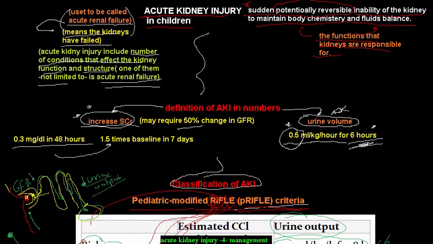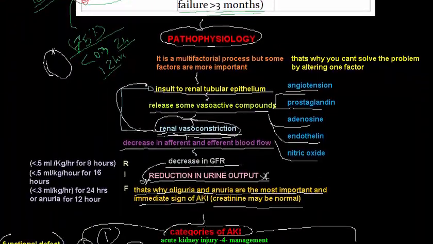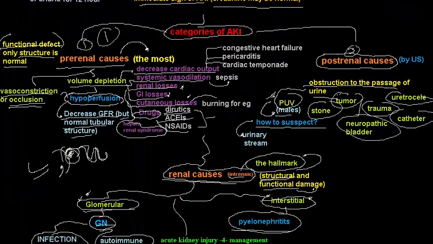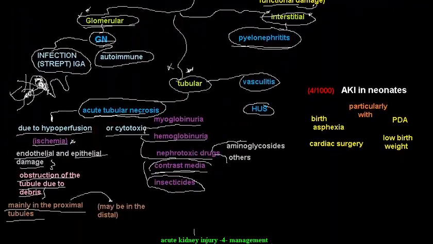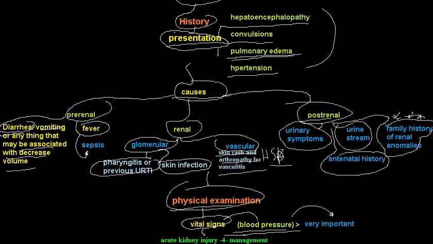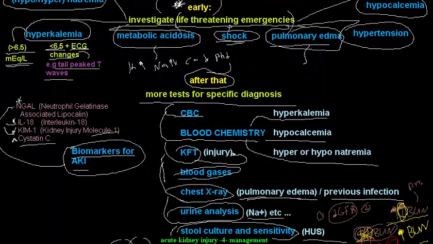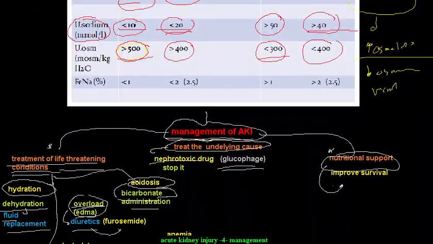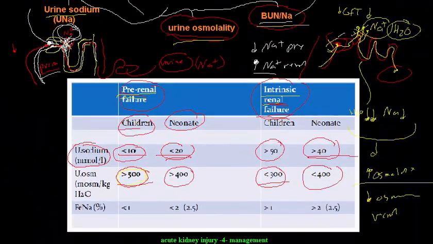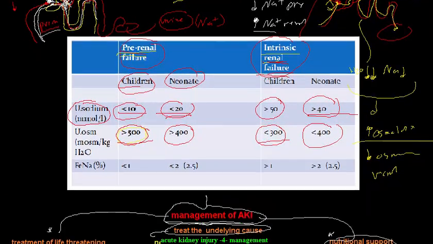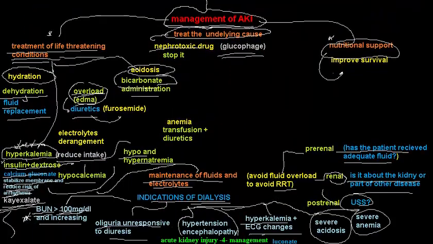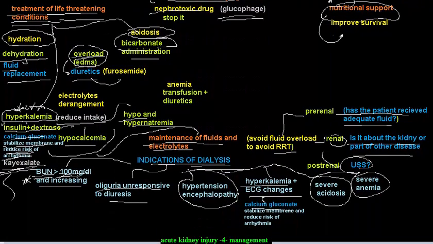I talked about the definition of acute kidney injury, the RIFLE criteria, the pathophysiology of acute kidney injury, the categories of causes of acute kidney injury, pre-renal, renal, and post-renal, the approach, history, physical examination, investigations of acute kidney injury, and how to differentiate between pre-renal and renal causes of acute kidney injury, and the management of acute kidney injury.